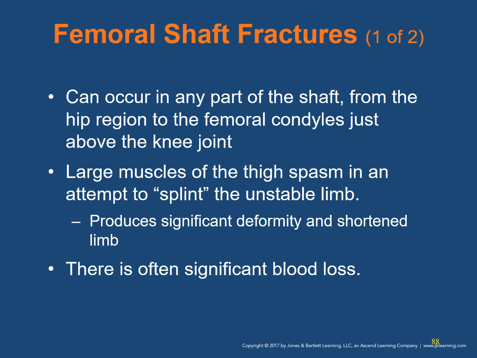Femoral shaft fractures. Fractures to the femur can occur in any part of the shaft, from the hip region to the femoral condyles just above the knee joint. Following a fracture, the large muscles of the thigh spasm in an attempt to splint the unstable limb. The muscle spasm often produces significant deformities in the limb. Usually the limb also shortens significantly.